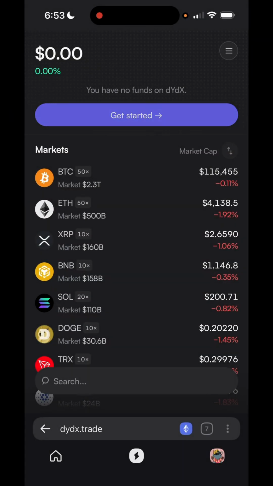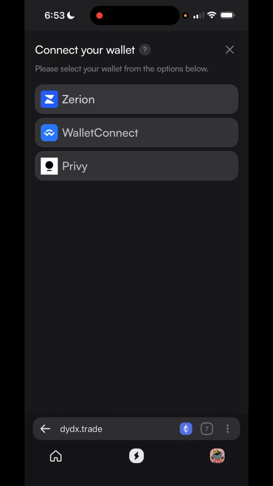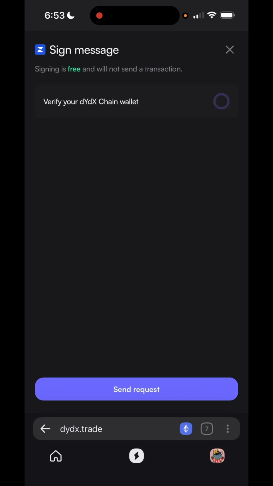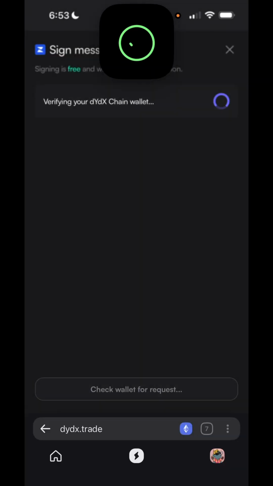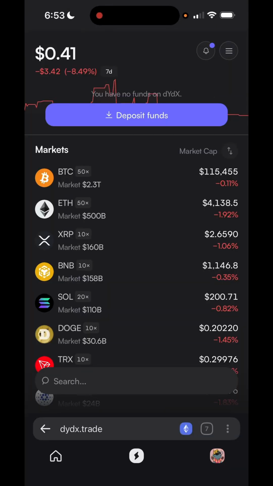I'm going to click on get started. I'm going to be using the Zerion wallet. So you click on it to connect your wallet, and the next step is to verify and sign in. After doing that, we're going to deposit funds into dYdX.